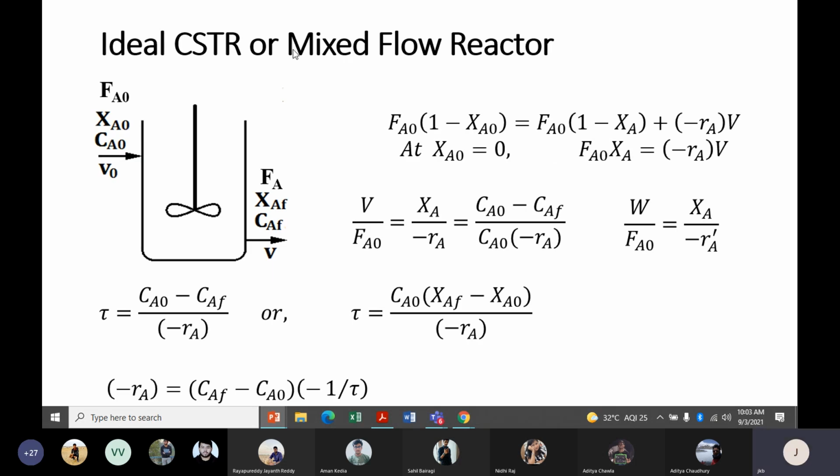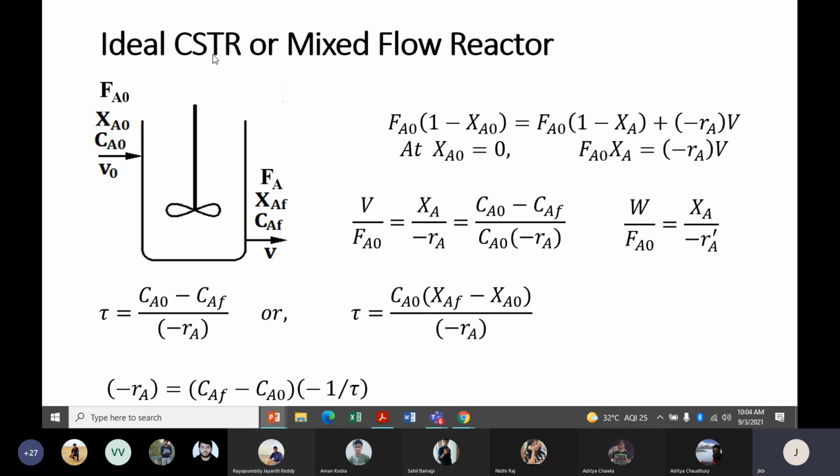Let us start with CSTR or mixed flow reactor mole balance. This is a CSTR, symbolically it is expressed with a stirrer and vessel. And Fa0, Xa0, Ca0, V0, these are the inlet parameters: feed rate, conversion, concentration, volumetric flow rate. This is only total volumetric flow rate, and other parameters are with respect to A. And at the exit you consider with suffix A only. It is final, so not A0, A. XAF, this is final conversion.